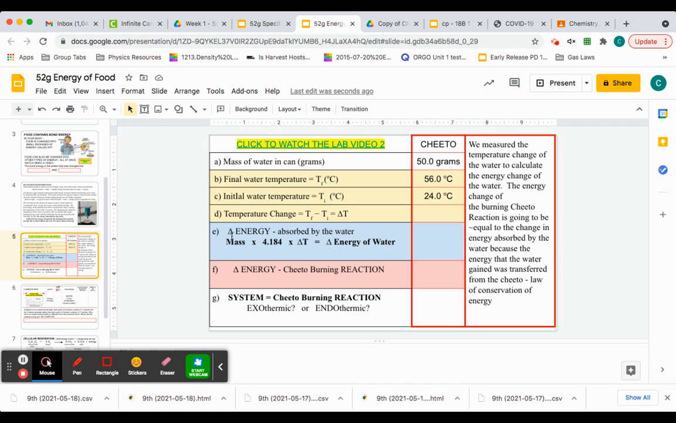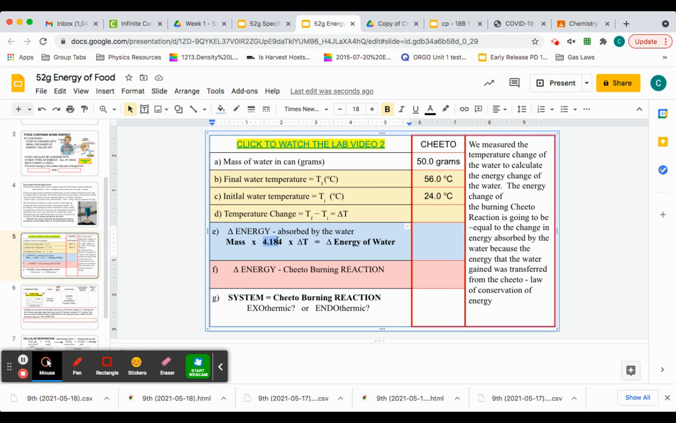And then E is our change in energy absorbed by the water. And how we calculate that is we have our two variables that we were looking a lot into this week, our mass and our temperature. And then we also included this 4.184, which is the C value, which we haven't talked about, but it's another factor that influences energy. So you want to do the mass, which is located in row A, times 4.184 times our change in temperature, which is what you will have found in D. And that is the energy of water.